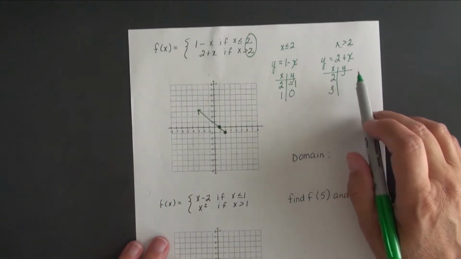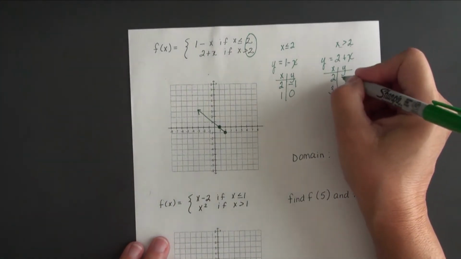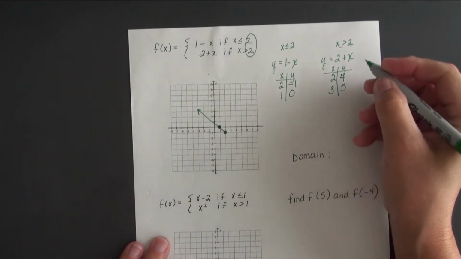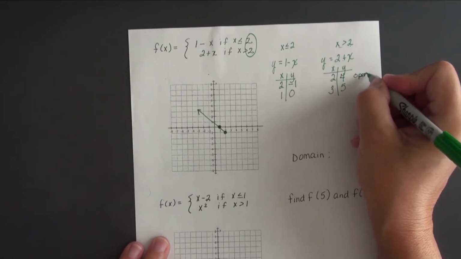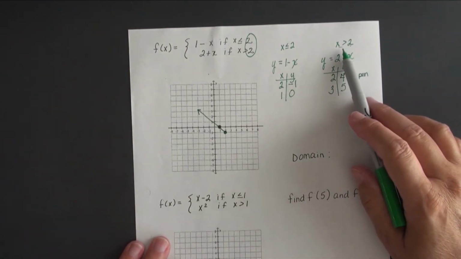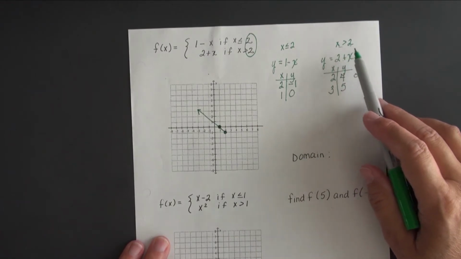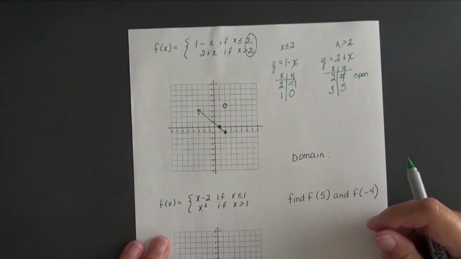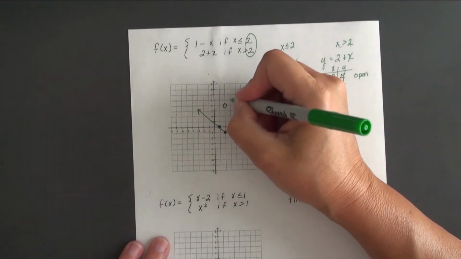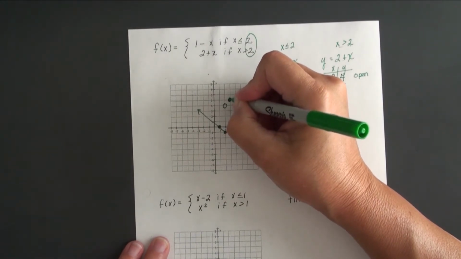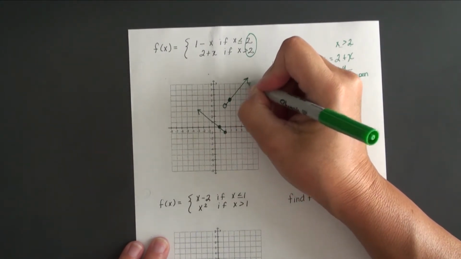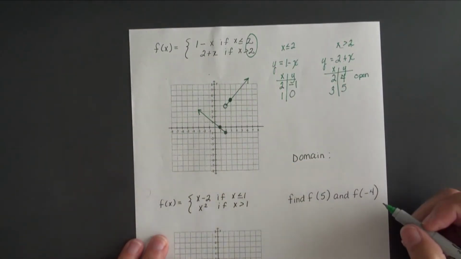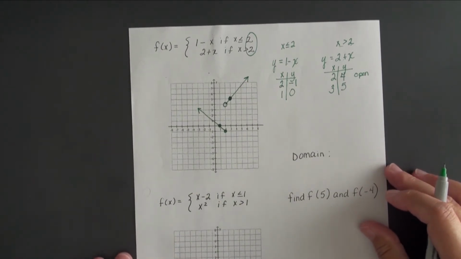Okay, so on the second equation, 2 plus 2 is 4, and 2 plus 3 is 5, but at the 2, 4, I need to have an open circle because this says greater than 2, not greater than or equal to. So I'll go over to 2, 4, and I'll make a point. Then I'll go to 3, 5. And I will draw my half of my graph that is to the right of the line x equal 2. And that's your piecewise function for that one.